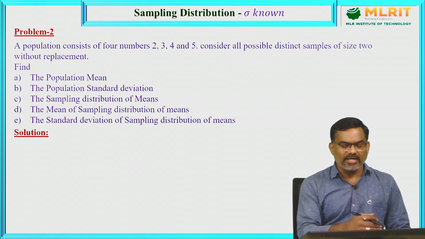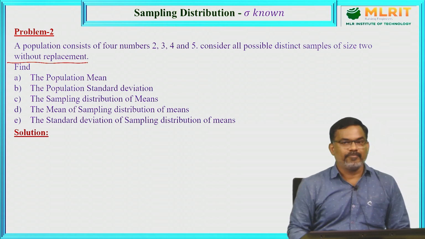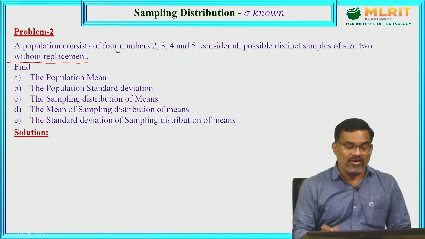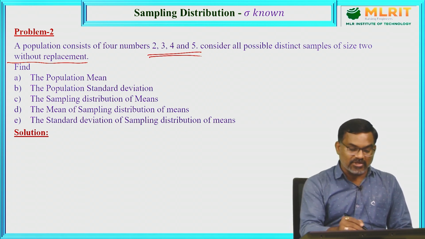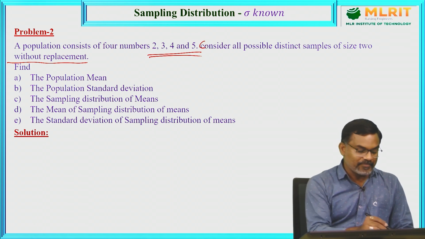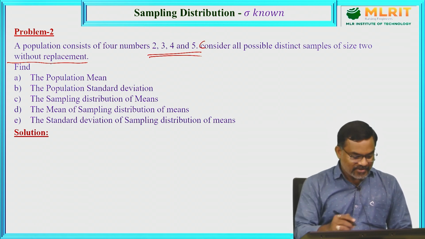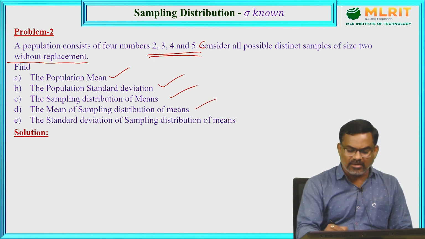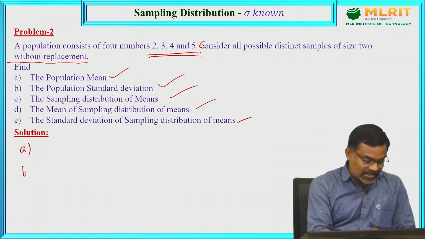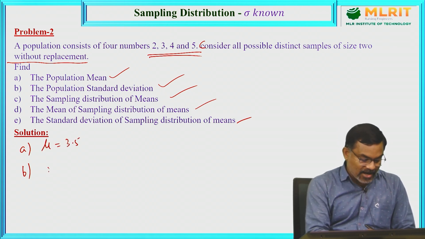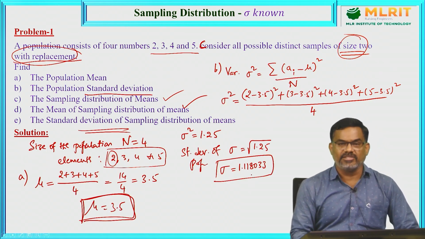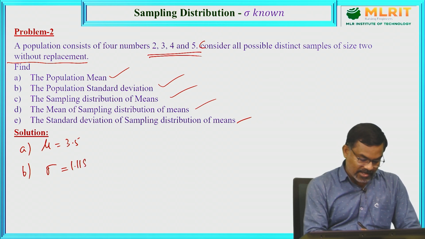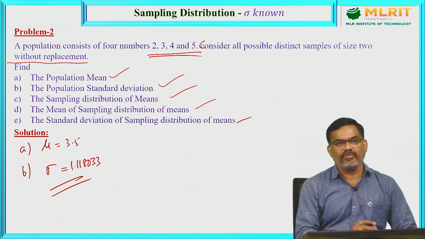Similarly, let us consider another problem, problem number 2. The same question, let us solve without replacement. A population consists of 4 numbers 2, 3, 4, 5, and consider all distinct samples of size 2 without replacement. Without replacement we need to consider the samples, then find population mean and standard deviation, all the same. So here the first question and second question are the same. The population mean mu is 3.5 and sigma, the standard deviation, is 1.118033.